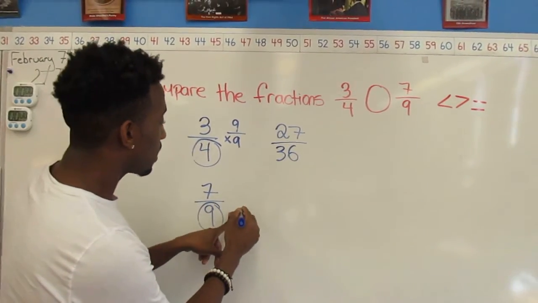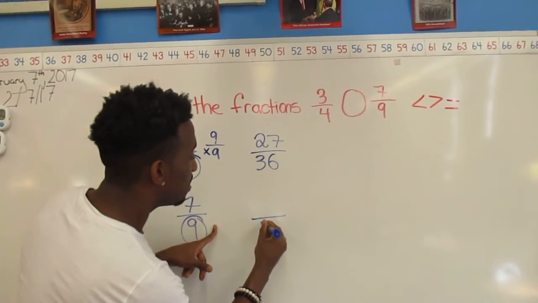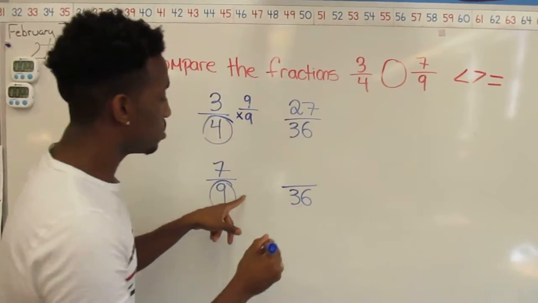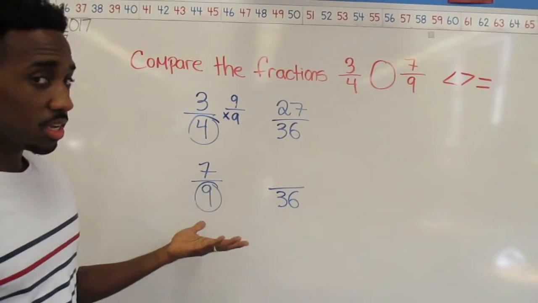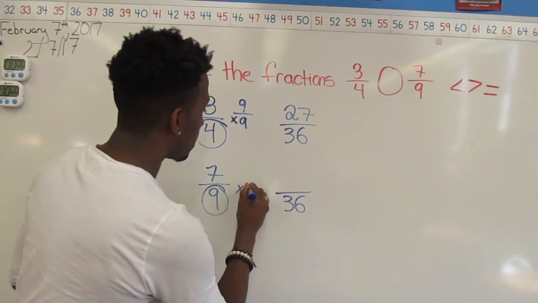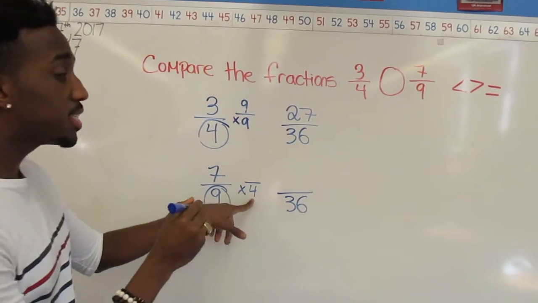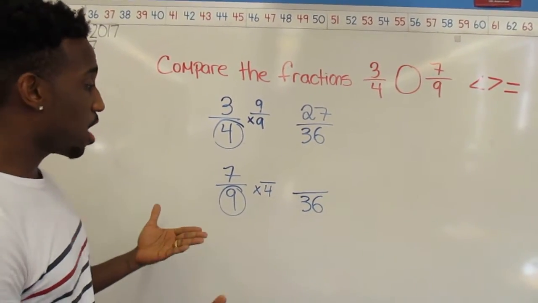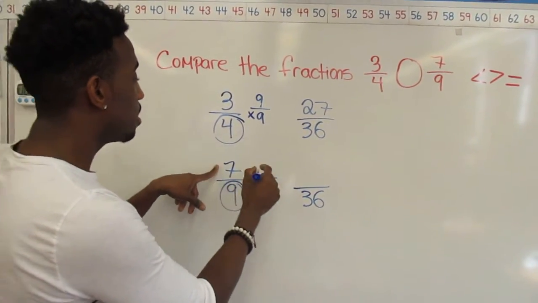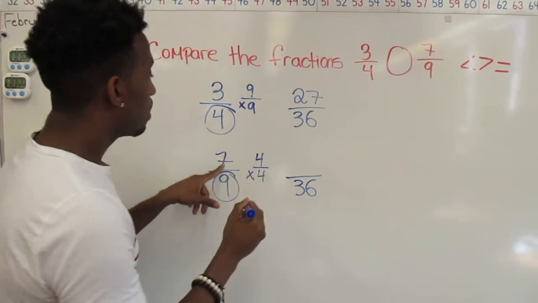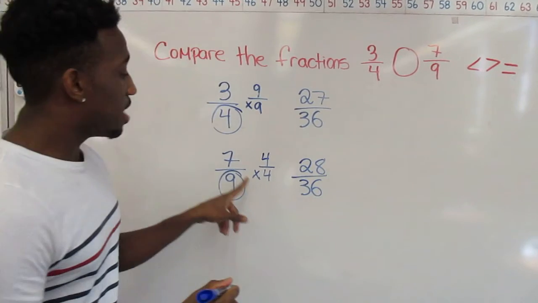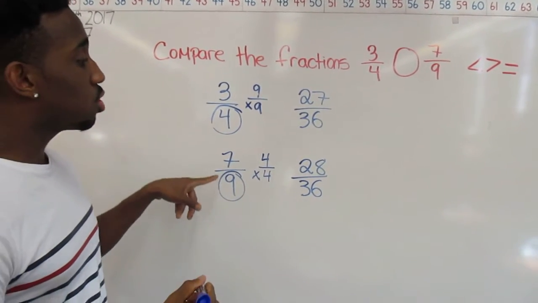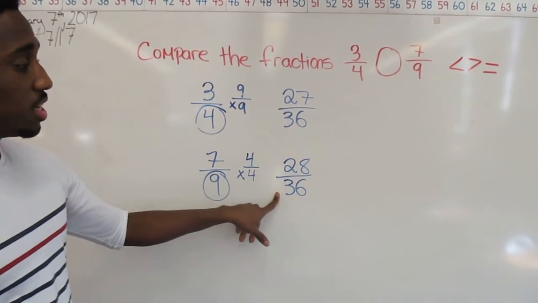Now let's go to the second number. We said that our common denominator is 36. So 9 times something gives me 36. 9 times 4 gives me 36. And in order to find the equivalent fraction, I'll multiply my numerator of 7 by 4 also. And I'll get 28. So I know that 7/9 is also equivalent to 28 over 36.